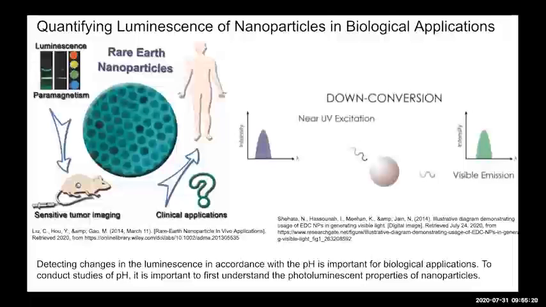This is important because in potential biological or environmental applications, the environment, such as the pH, can be different from neutral pH. So it's important to see how these nanoparticles react to the different pHs.